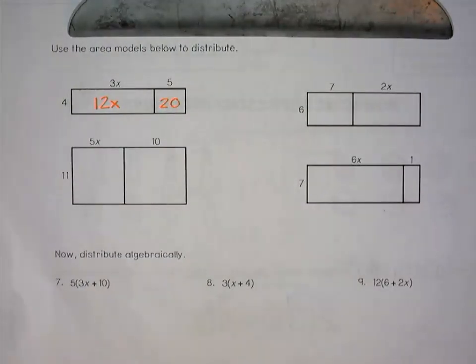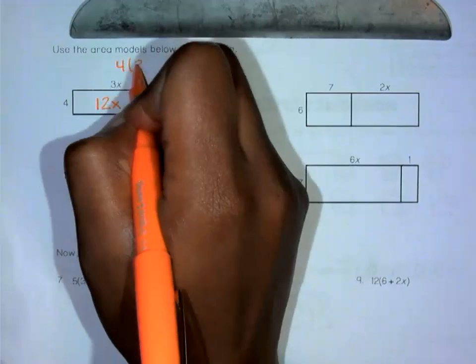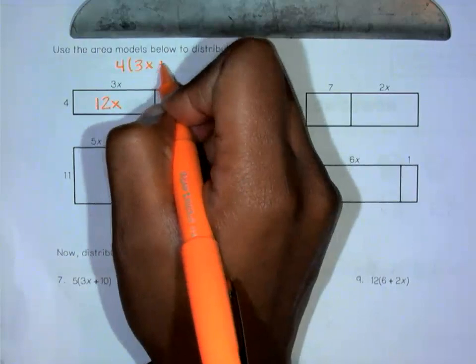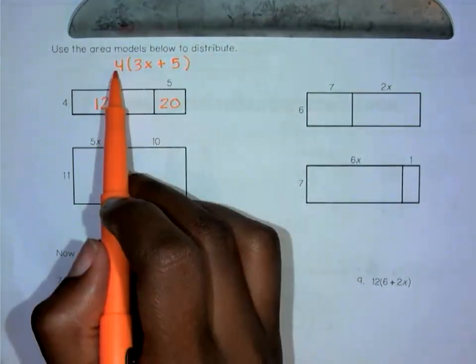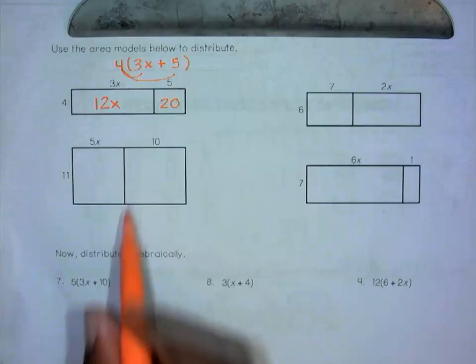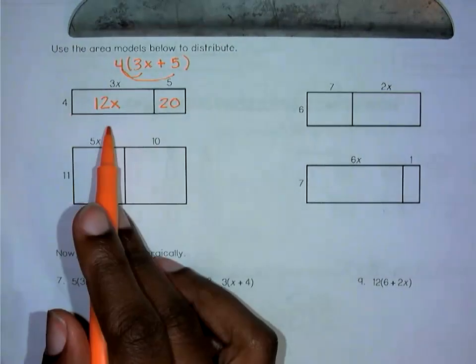Okay? So basically what we just did, it would be like this. We don't know if we're adding or subtracting, but I'll just say maybe they were adding this one. So you would take that 4 times 3x and then the 4 times 5. And that's where we got it. Okay? They're just showing you an area model.